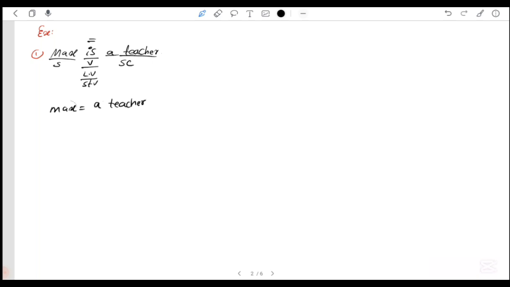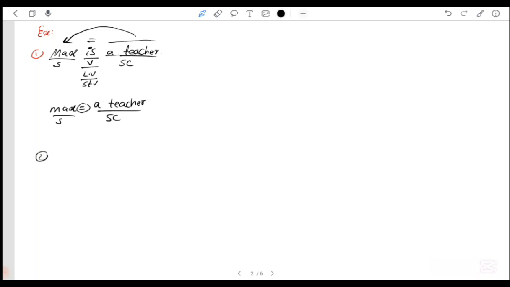These two persons are not different. I mean, Max and teacher are the same person, so they're not different, right? So this is the first sentence. This is the subject, this is the subject complement, and the equal sign is the linking verb. And make sure to understand that the subject complement always talks about the subject.